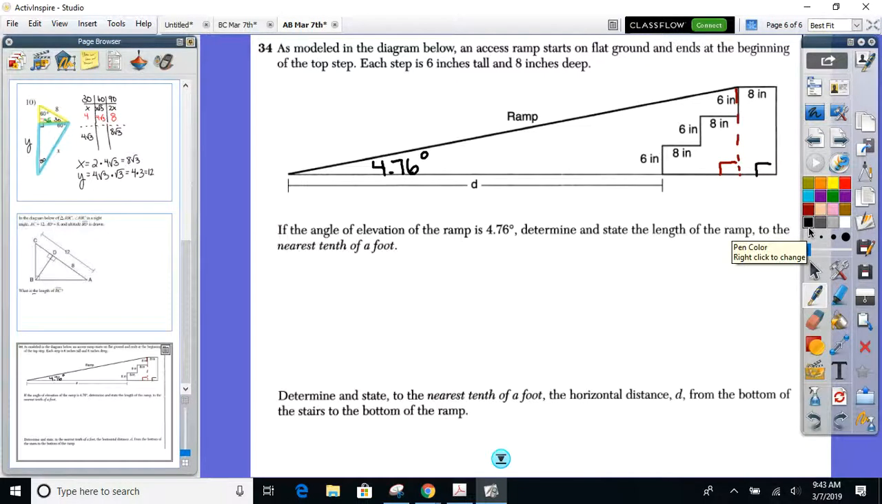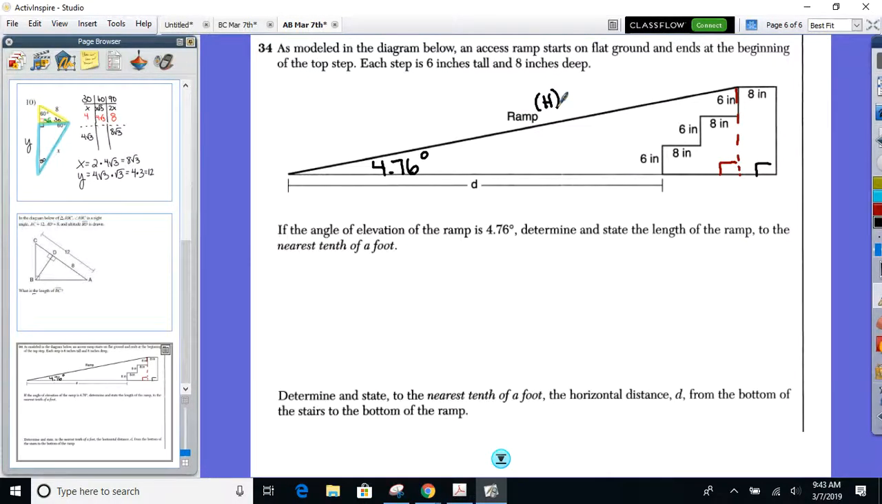What is the ramp in this right triangle? Hypotenuse. All right, good start. What about this side we just drew in? Opposite, but I don't know the measurement of it, or do I? What is it? 6 plus another 6 plus another 6. Nice job, guys. That's 18 inches. Yep.